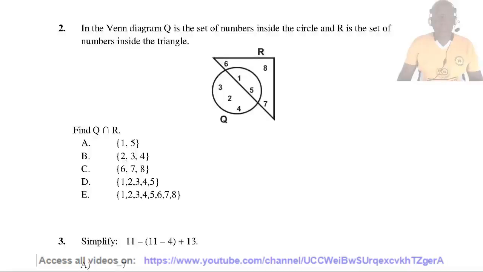Question 2. In the Venn diagram, Q is a set of numbers inside a circle and R is a set of numbers inside a triangle. Find Q intersection R. Q intersection R equals 1 and 5. That is A. This is because 1 and 5 are common to both the triangle and the circle.